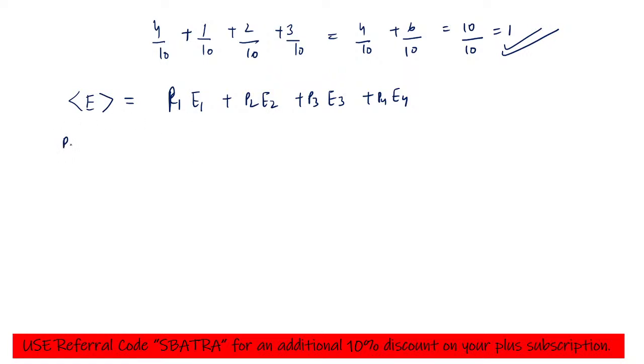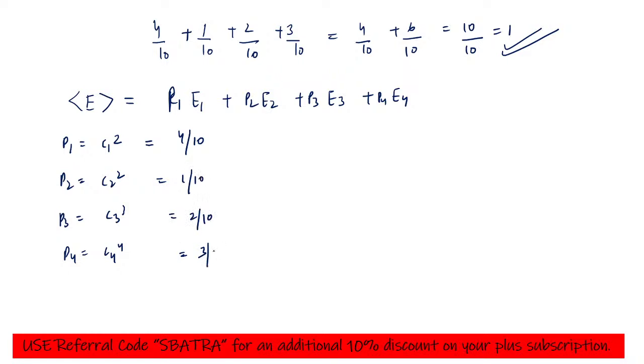So what is your P1? P1 is nothing but C1 square. P2 is nothing but C2 square, P3 is nothing but C3 square, and P4 is C4 square. So this is 4 by 10, this is 1 by 10, this is 2 by 10, and this is 3 by 10. Next is E1, E2, E3, E4.